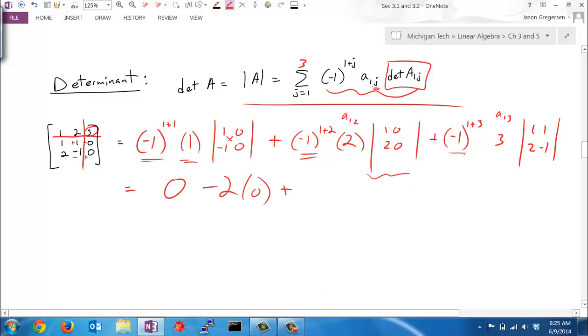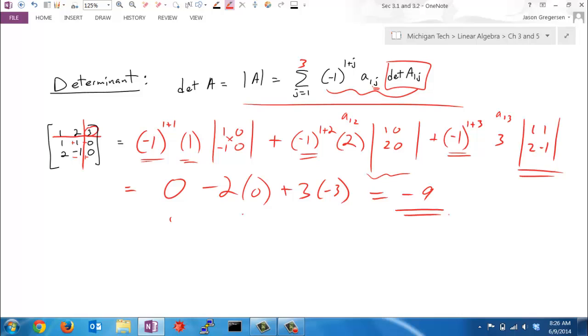Plus, because I have negative 1 to the 4th, 3 times this subdeterminant. Negative 1 minus 2, so that's negative 3. So altogether, 0 plus 0 minus 9 is negative 9. And that's our determinant. Given this matrix, this is the determinant value. Any questions about that? That looks like a pain in the butt, right?